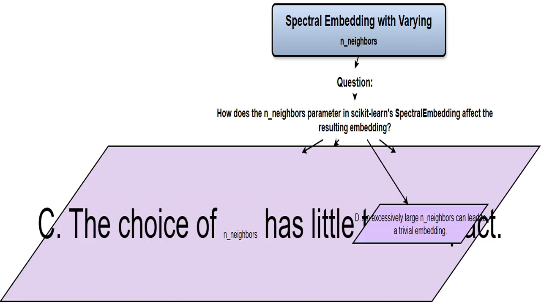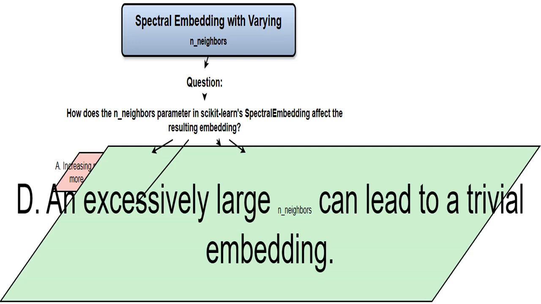I disagree with this option. It's incorrect. The n_neighbors parameter is crucial because it directly shapes the graph used in the algorithm, so it significantly impacts the embedding. I think this is correct. If n_neighbors is too big, almost as big as the total number of data points, the graph becomes very densely connected, which basically means everything is connected to everything. The algorithm loses the structure of the data, resulting in all the points collapsing together in the reduced dimension. That's a trivial embedding, not useful.